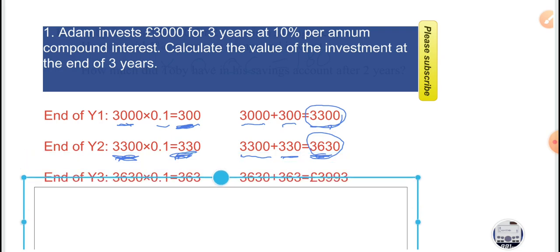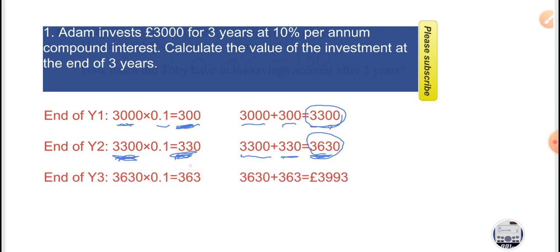So in the third year, you start off with the 3,630, and 10% of that is £363. So that means at the end of the third year, you have the 3,630 that you started off with, plus an additional 363, which is a profit. So altogether, you have £3,993.